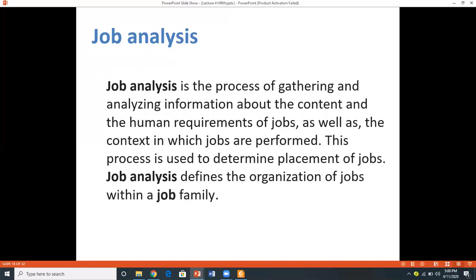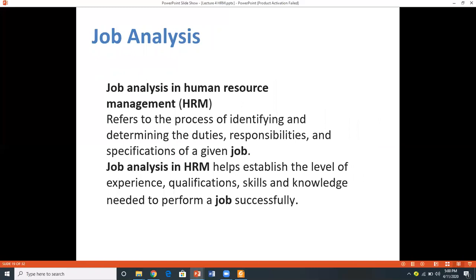This is job analysis. And job analysis in human resource management refers to the process of identifying and determining the duties, responsibilities, and specifications of a given job.